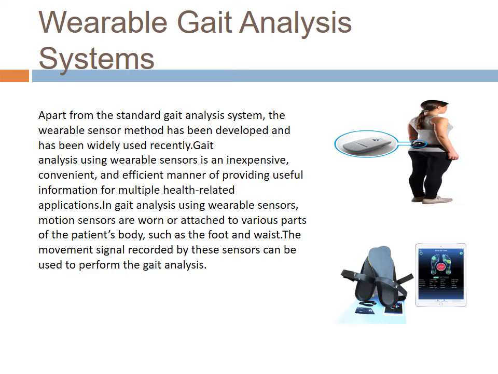Wearable gait analysis systems. Apart from the standard gait analysis system, the wearable sensor method has been developed and has been widely used recently. Gait analysis using wearable sensors is an inexpensive, convenient, and efficient manner of providing useful information for multiple health-related applications. In gait analysis using wearable sensors, motion sensors are worn or attached to various parts of the patient's body, such as the foot and waist. The movement signal recorded by these sensors can be used to perform gait analysis.